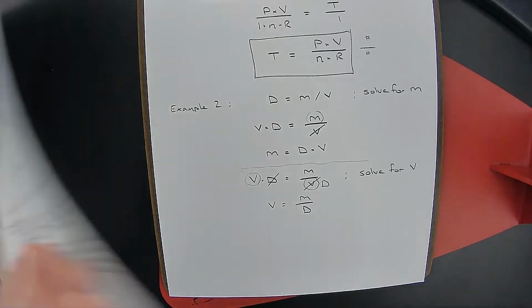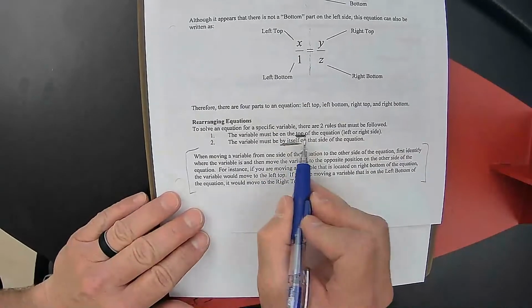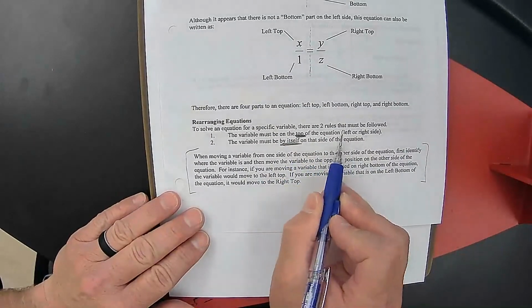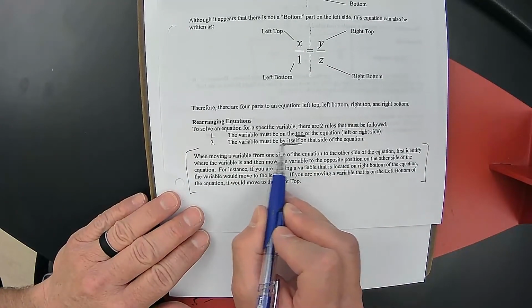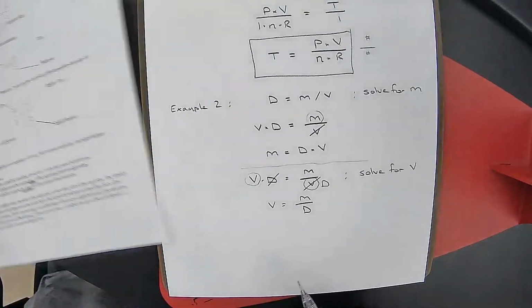The rule is whatever variable we're solving for must be on top of the equation. Does not matter whether left or right. And then once it's on top, it's got to be by itself.